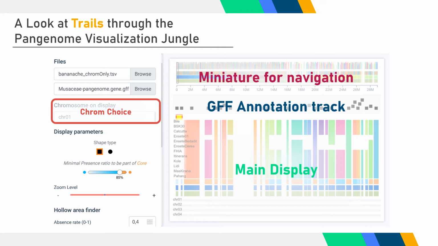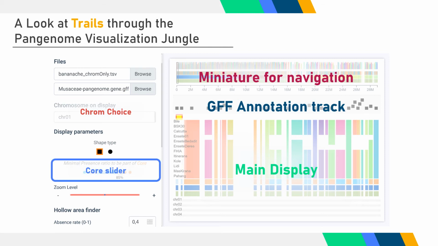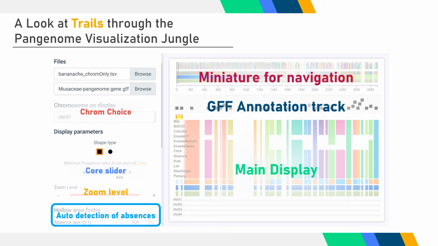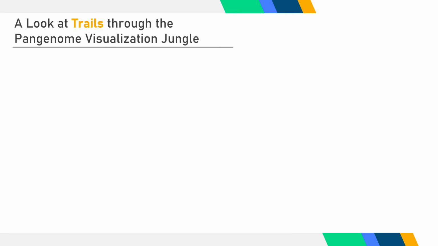Here you have the chromosome choice to change the current chromosome in view. You can choose the threshold that should be applied for the definition of the core genome, choose the zoom level at which to see the blocks in display, and other options such as the hollow area finder that can auto-detect consecutive absences. Let me introduce some of the most interesting functionalities of Panash.